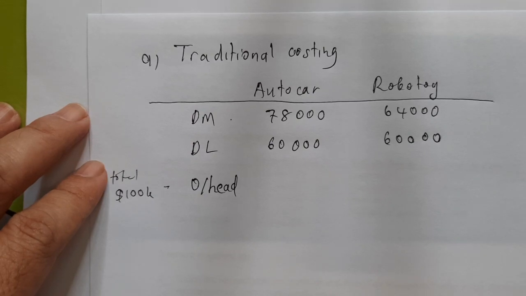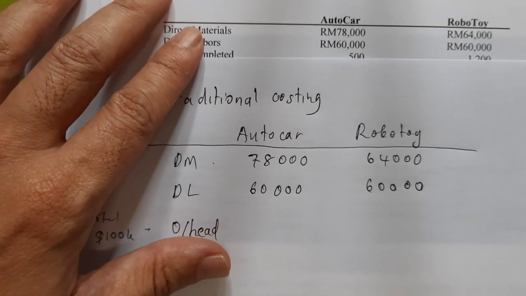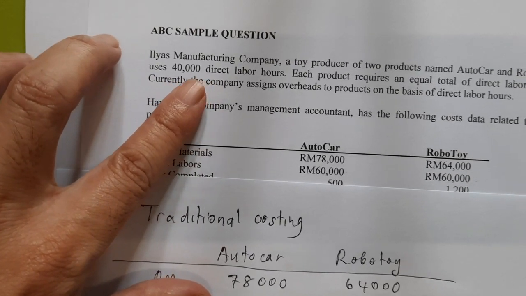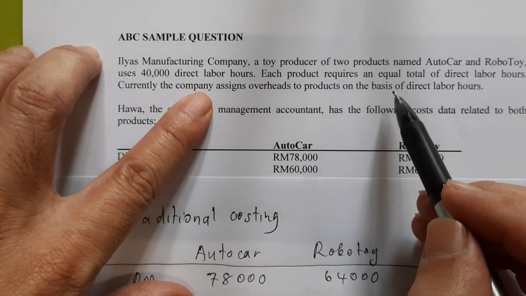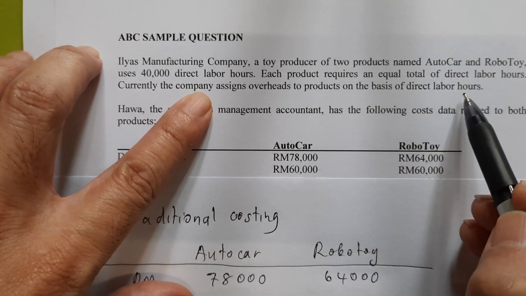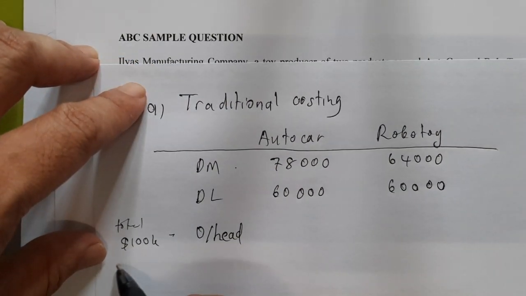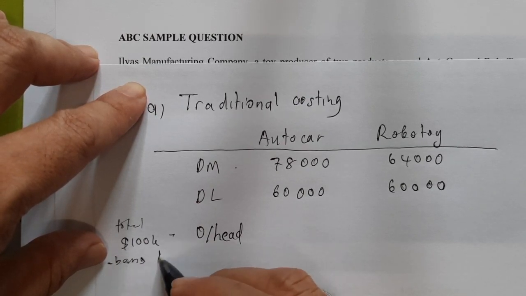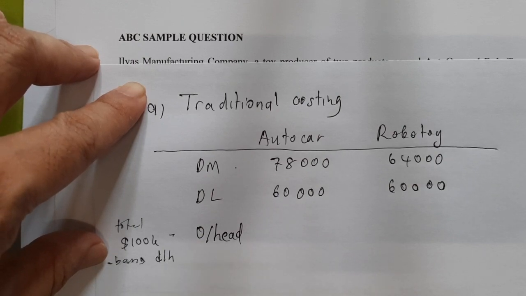Then the second thing is, the question says you have to divide the cost. The company assigns overhead to products on the basis of direct labor hours. So the basis to assign overhead is direct labor hour. Okay, that's the second thing that you have to know.